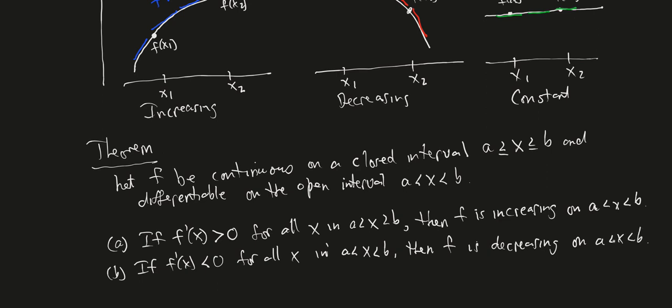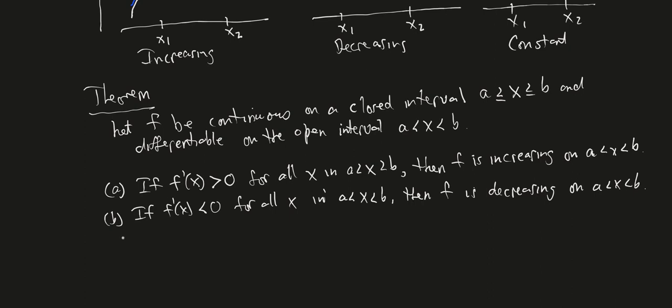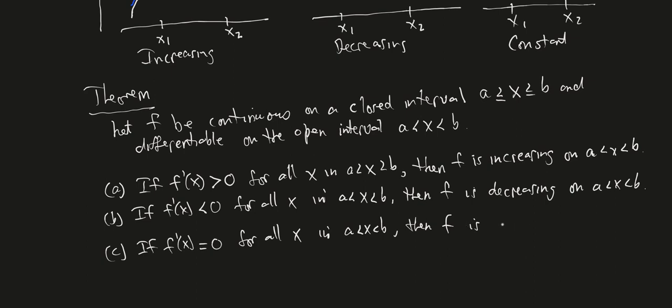on that interval. And then, the third one, this is something we would call a trichotomy, when there are three possible things and one of them must be true. So if your derivative is equal to 0, again, let's say for all x in our interval, then f is constant on that interval. All right, so that's it.